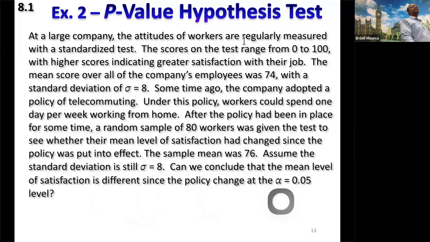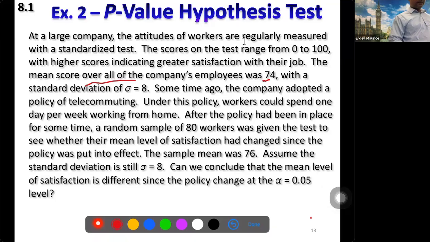All right, that was a lot. Can anybody tell me what the null and alternative hypothesis for this question is? All right, let me give you a hint. The company, over time, the mean score was 74, yeah? With a standard deviation of 8. The company then put in a new policy of telecommuting, and then the score went up to 76. Right? How many workers did they sample? 80 workers. All right, so I underline all the numbers in here. What's the null and alternative hypotheses for this? Oh, one last thing. It says the satisfaction is different since the policy changed. What's the null and alternative hypothesis right here?